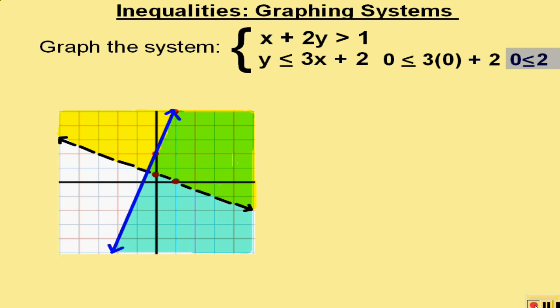After shading the second inequality, we can now see that since the second inequality shading was blue, the original's was yellow. Where they overlap is the green area, and that becomes the solution to the graph of the inequalities.